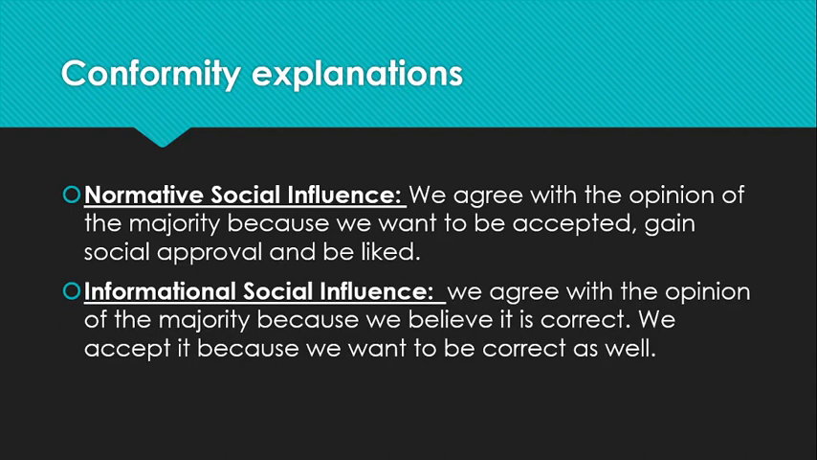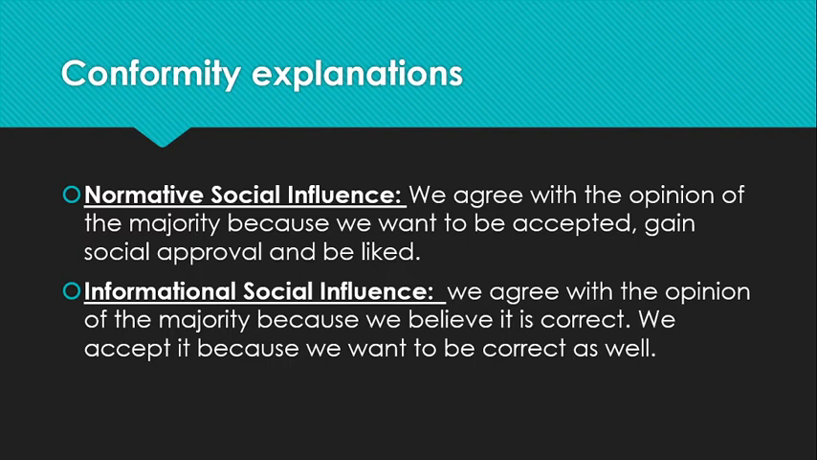Another explanation is informational social influence, which is the idea that we agree with the opinion of the majority because we believe that they are correct, and then we accept it because we want to be correct as well. So with informational, think about looking to somebody else for information. You're conforming because somebody else has information that helps you decide what to do. And we believe they're correct and go with it. So they're two quite different explanations for conformity, aren't they? And you can maybe think which one would be linked with compliance and which would be linked with internalisation.